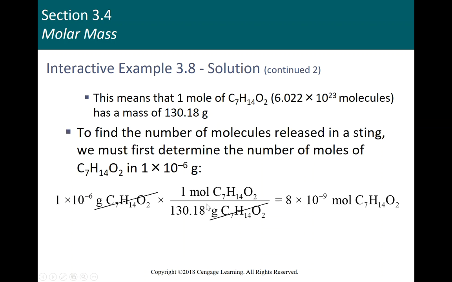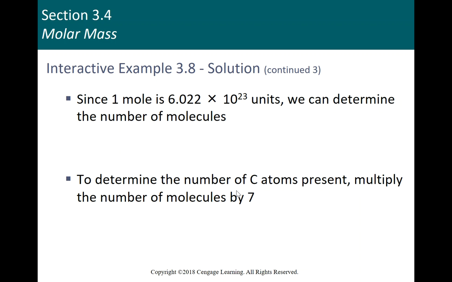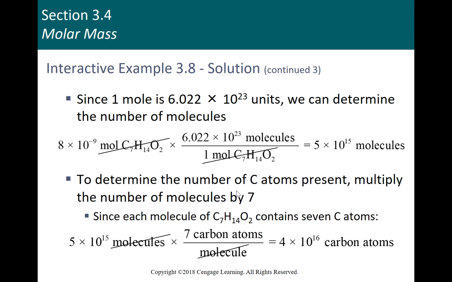Now we use that to figure out how many moles we have. So again, there's that conversion factor, only this time we put the molar mass on the bottom. We put 130.18 grams on the bottom because we needed grams to cancel out, and we wanted to get moles. We're going to take that times Avogadro's number to come up with the number of molecules of the isopentyl acetate that we have in that very small sample that the bee releases. That's how many molecules of the isopentyl acetate we have.